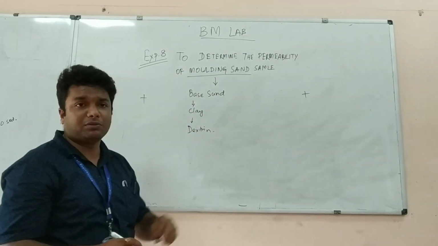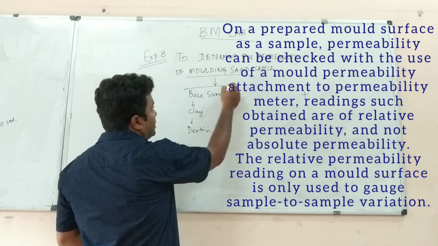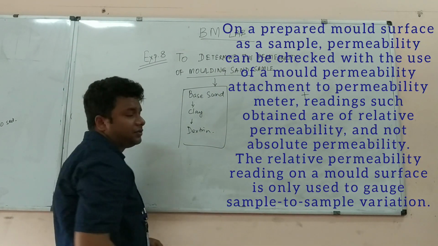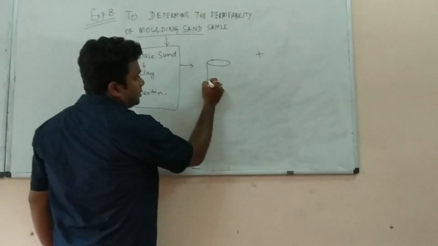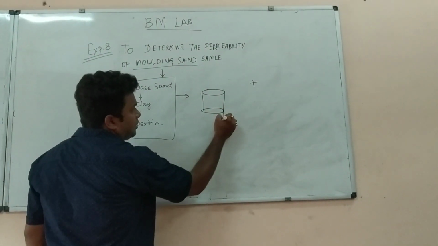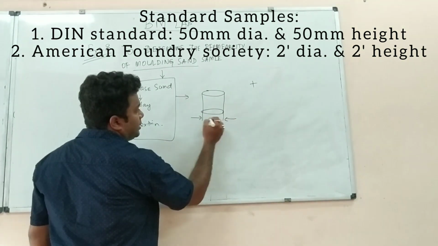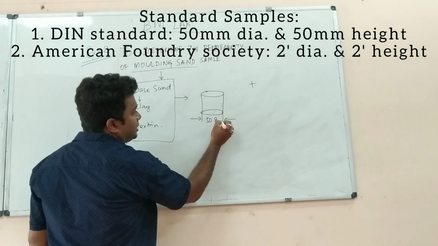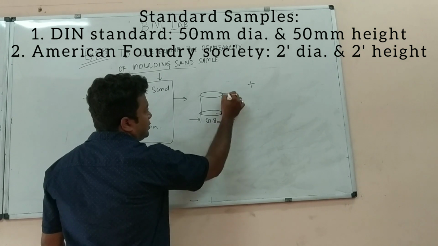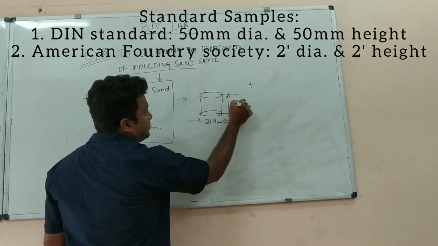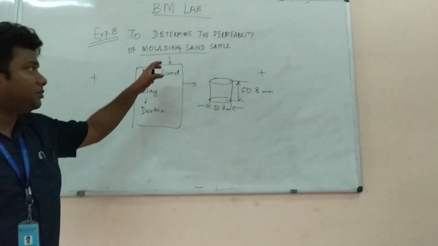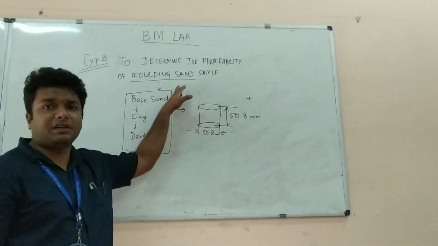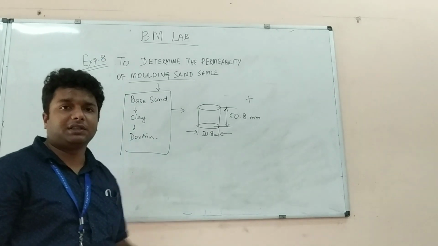So we have prepared the molding sand, and we need to check the permeability of this sand. We need to prepare a cylindrical sample. We will prepare a cylindrical sample of dia 50.8 millimeter and height also 50.8 millimeter. And we will make this sample with the help of this molding sand, and we will go for a permeability check of this sample.